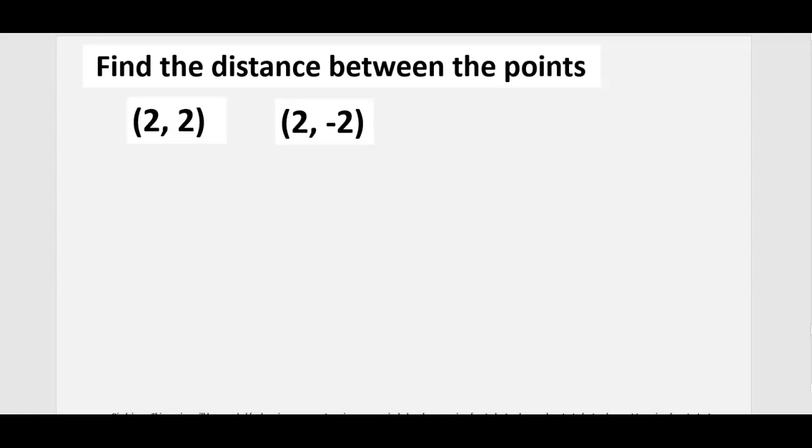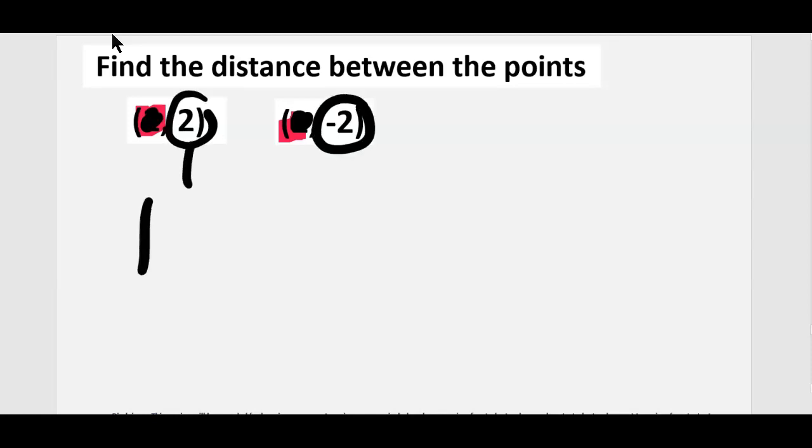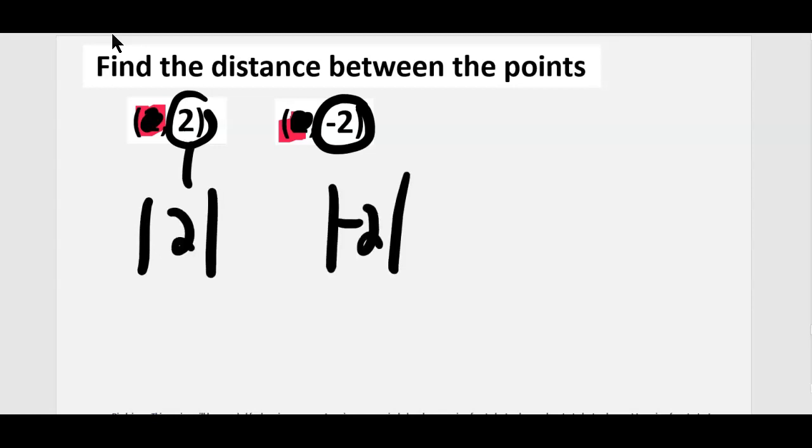All right, how'd you do? Let's see. 2 and 2 is the same. These are not the DCs. But these guys are the DCs, the 2 and -2. What do we say we're going to do? Take the absolute value of each of them and add them together.